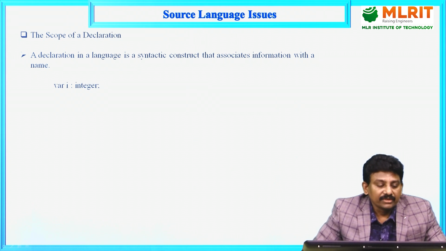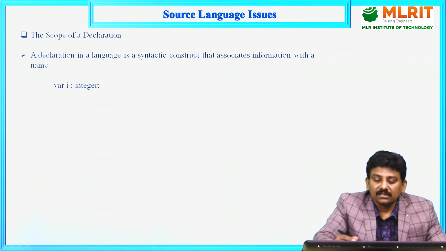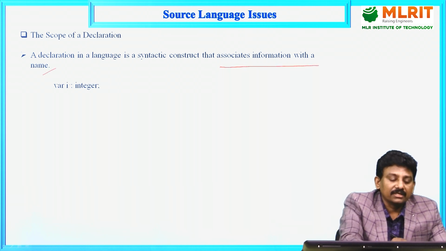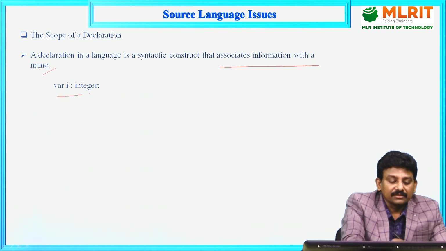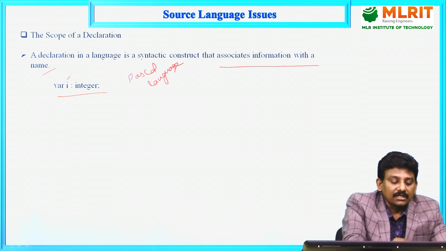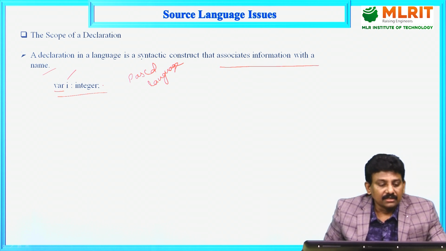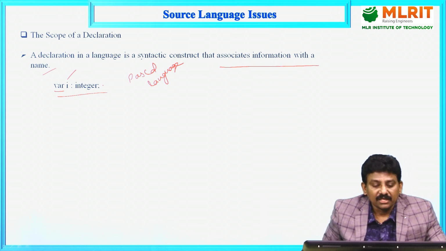Then, the scope of a declaration. A declaration in a language is a syntactic construct that associates information with a name. Here the name is a variable name. This is a Pascal language declaration: I is the variable, var I colon integer. I is a variable name of type integer. Like that we can declare. A declaration is a syntactic construct that associates information with a name.